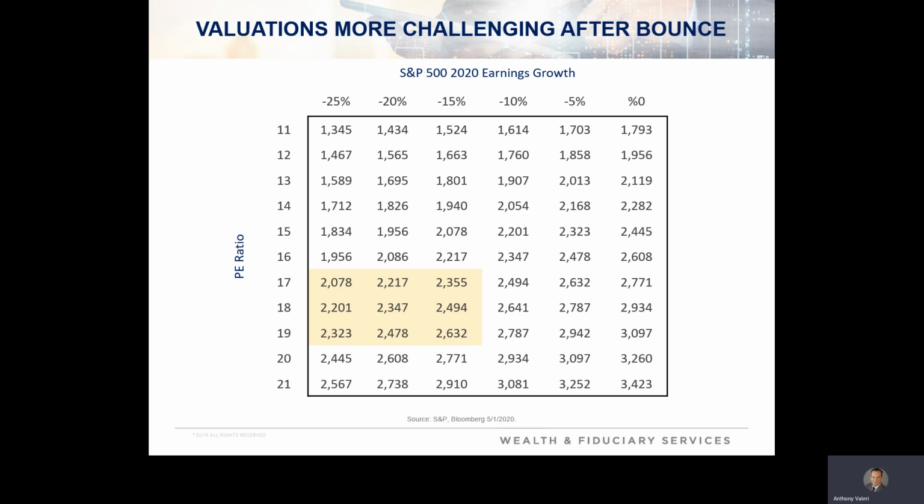I think if profits stay in that minus 15 to minus 20%, then fair value is really about 2200 to 2600 on the S&P, which is below the current level. And that's a sign the market may have gotten ahead of itself during this rebound. So a little cautious here short term because of that.